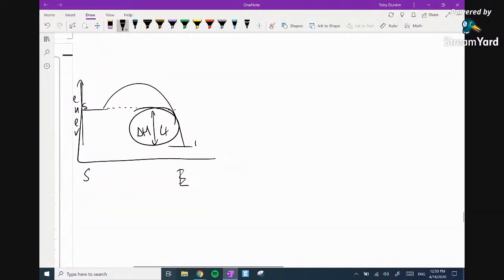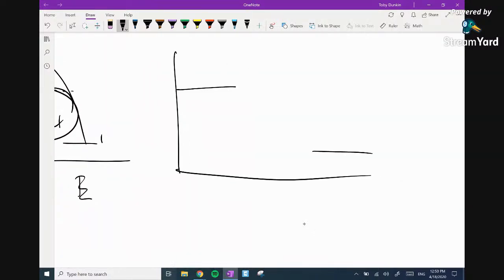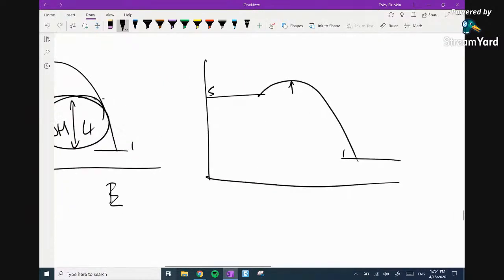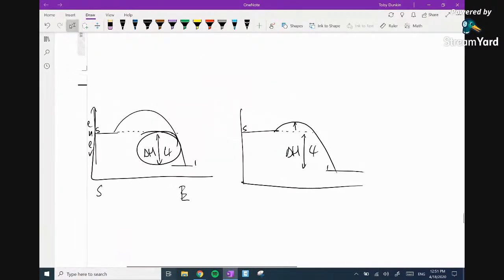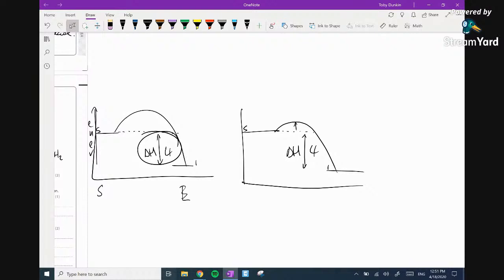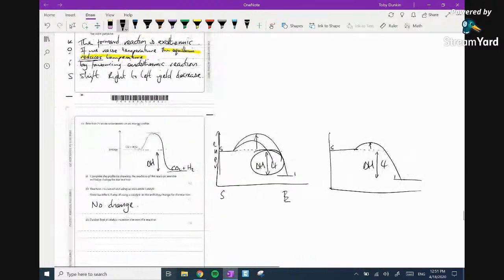Well, if you add a catalyst, how does the graph change? It's still at 5 and still at 1. You've just reduced the activation energy. That's all. So the energy gap is still the same. It's still 4. Delta H is the same. Cool. So it makes no difference; the catalyst just reduces the height of the hump. There's the catalyst. It's still got the same heat energy change.